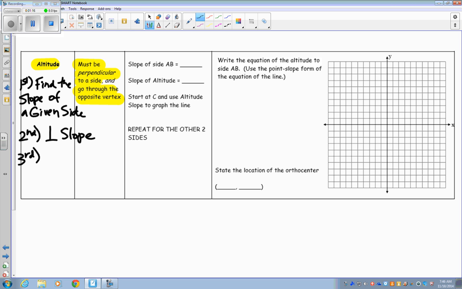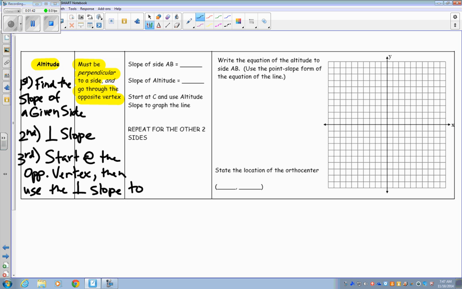Third, since it has to go to the opposite vertex, you need to start at the opposite vertex and then use the perpendicular slope to graph the altitude. I'm going to abbreviate that.